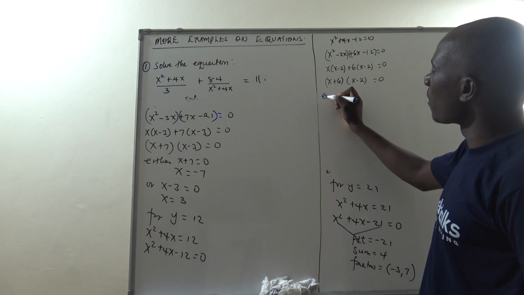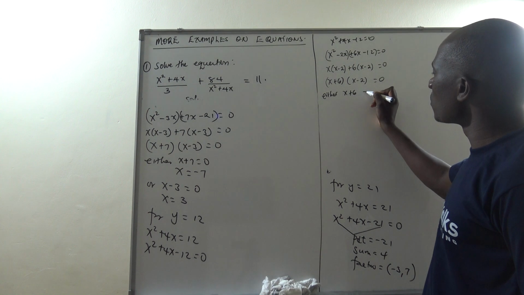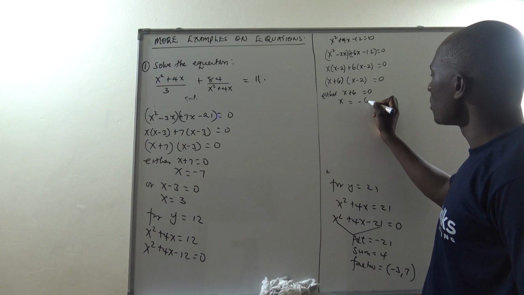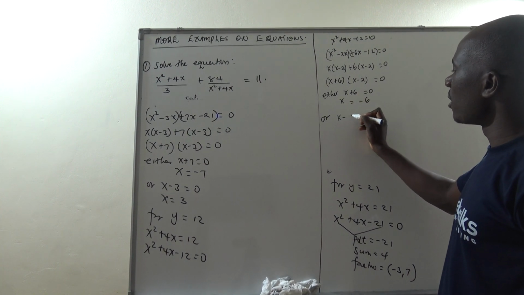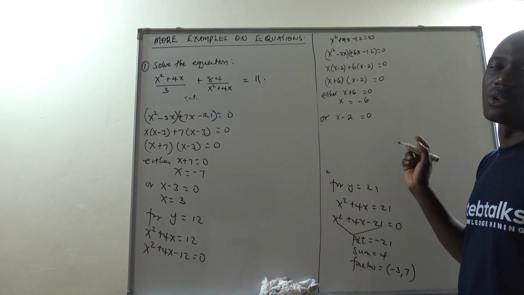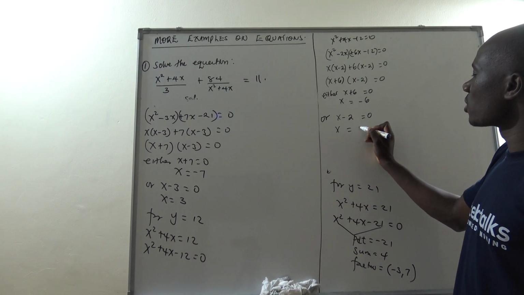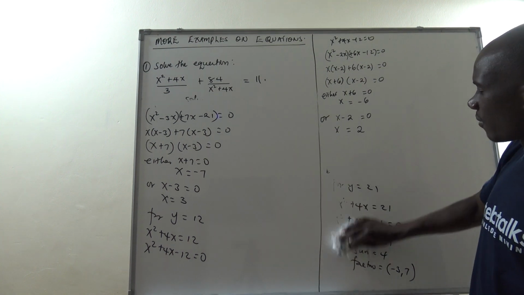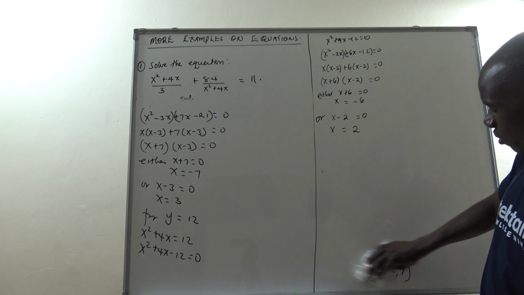Again we say either x plus 6 equals 0. It implies that x alone equals negative 6. Or x minus 2 equals 0. When a negative crosses an equal sign, it automatically becomes a positive. So x equals 2. So you can see we have got very many values of x which we need now to compile. How do you make your conclusion?